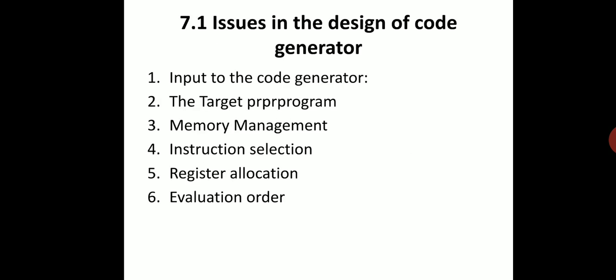Then issues in the design of the code generator. What kind of issues can occur while designing or while generating the target code? In total there are 6 issues: input to the code generator, the target program, memory management, instruction selection, register allocation and evaluation order. Now let us see each issue in detail.